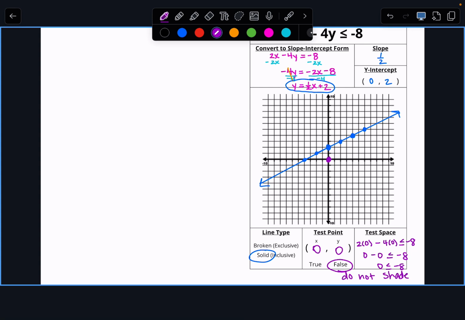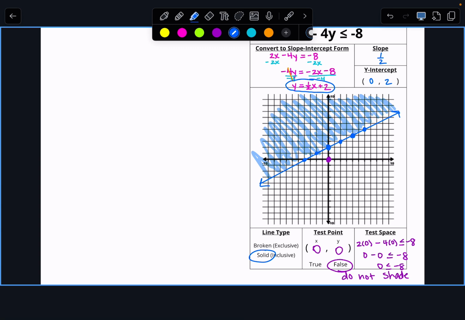So since my coordinate, and maybe you picked a different one, I picked 0, 0 because I didn't want to work that hard. But my coordinate doesn't work. So I have to shade on the other side.